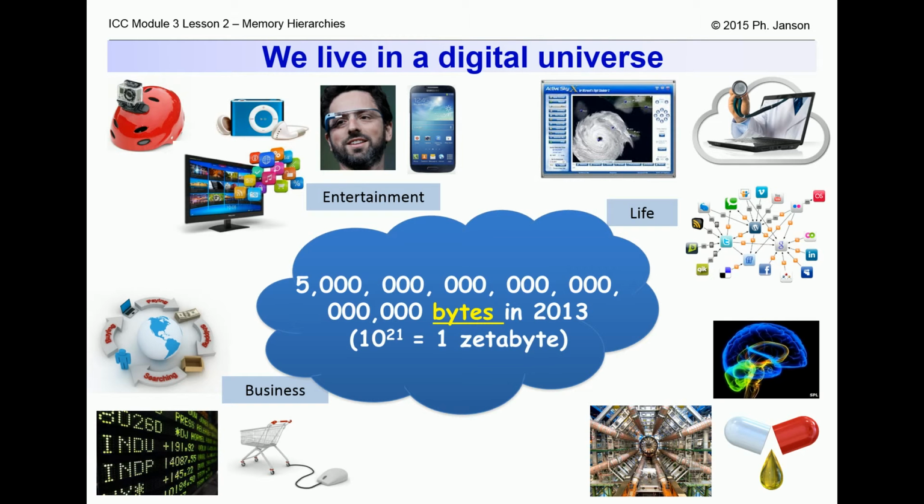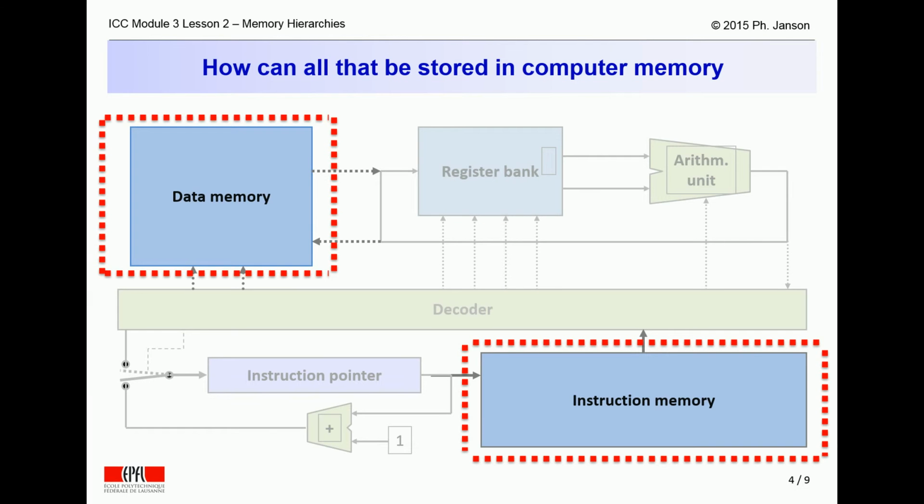Whatever we do and wherever we look, it is obvious that we are immersed in an increasingly digital universe. Not only science and engineering, but also commercial business, entertainment, and everything else swims, even drowns in digital data. In 2013, the total amount of digital data worldwide was estimated at around 5 zettabytes, where a zettabyte is 10 to the power of 21 bytes. Where and how can that much data be stored in a way that we can manage to find and retrieve it when we need it?